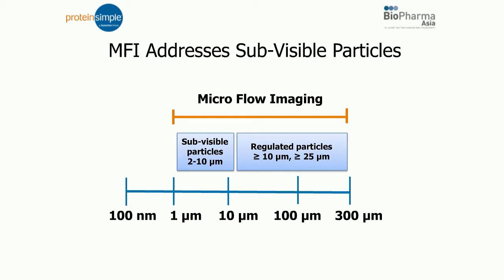So when we talk about microflow imaging, the size range that we're analyzing encompasses the 1 to 3 micron range. So this is part of the regulated particles that are included in the guidance set forth by USP, and also in the subvisible particle 2 to 10 micron range. The guidance of the pharmacopoeial industry and the regulatory agency has been expanded to cover that.